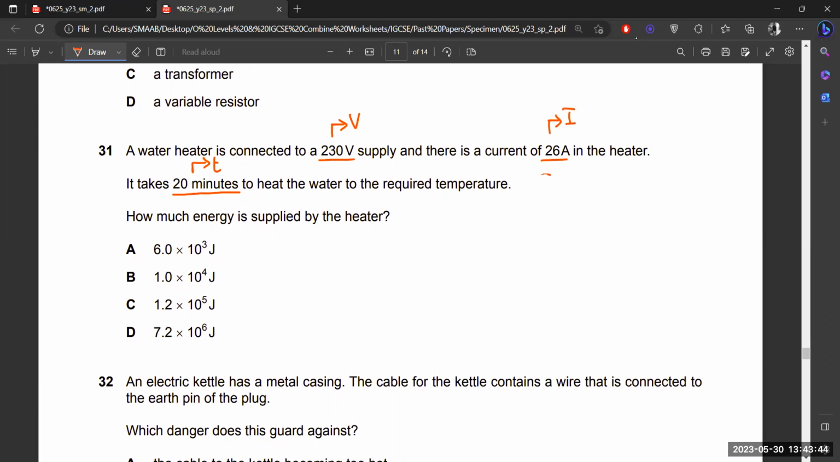The basic formula of energy is VIT. Voltage is 230 volt, electric current is 26 ampere, and the time is 20 minutes, and we need to convert minutes into seconds, so 20 multiplied by 60. If we multiply all these three values, you will get the answer 7.2 × 10^6. That is option D.